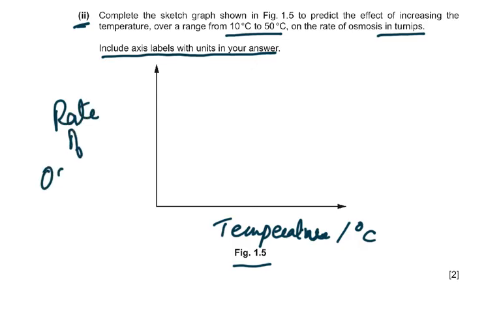Please do not add mass, because that would be incorrect, because we are investigating the rate of osmosis in turnips. So it's a gradual increase. So how would you get the 2 marks? Temperature in degrees Celsius on the horizontal axis and rate of osmosis on the vertical axis, and the graph is, of course, as the temperature increases, the rate of osmosis will also increase.